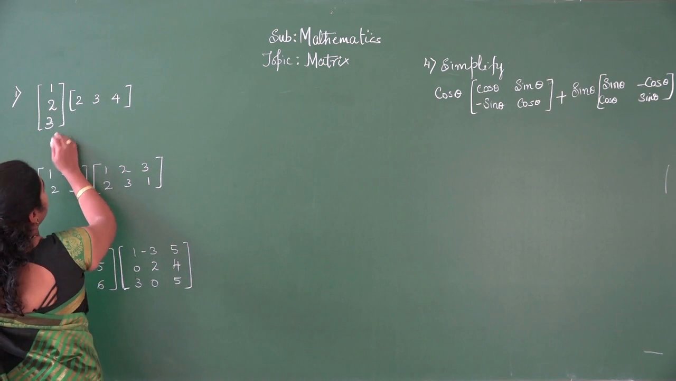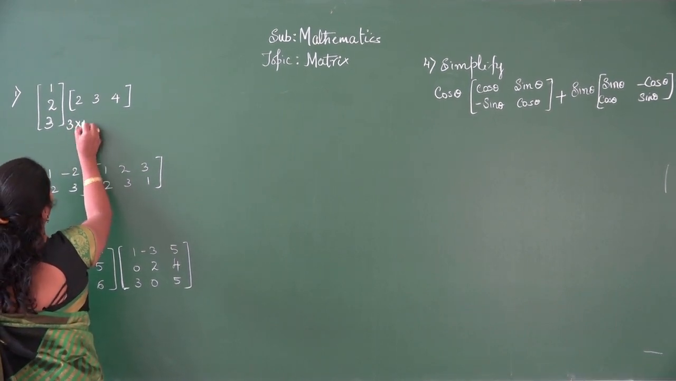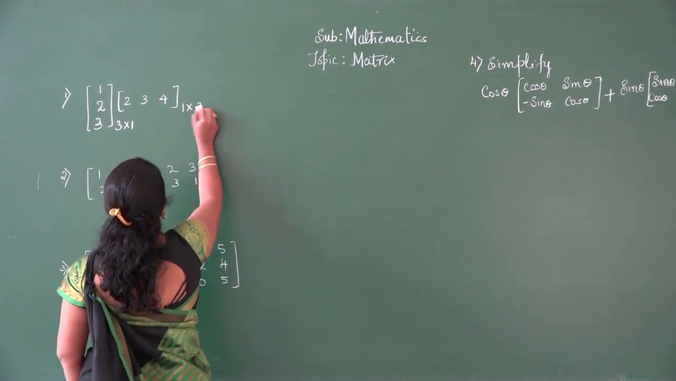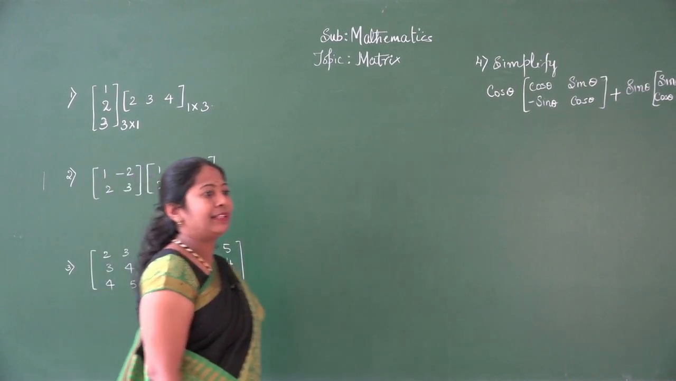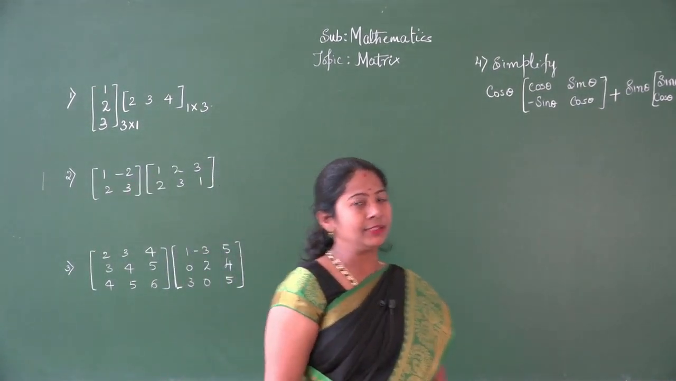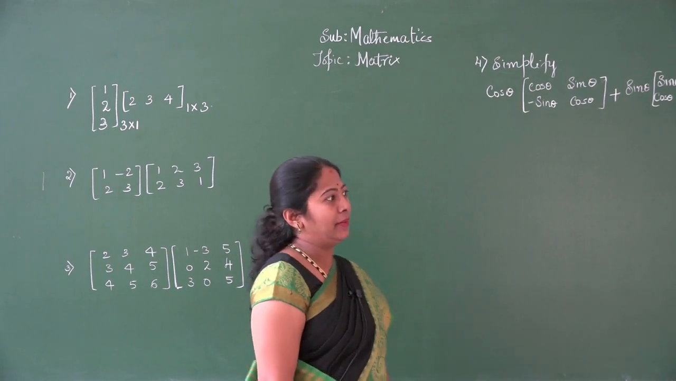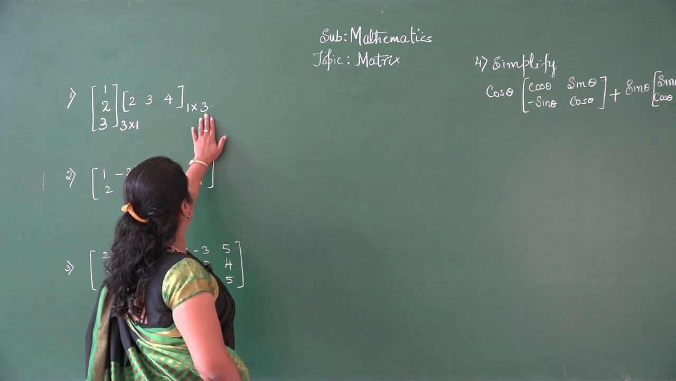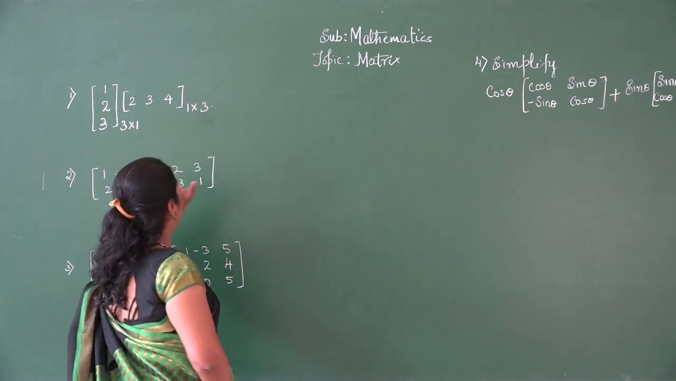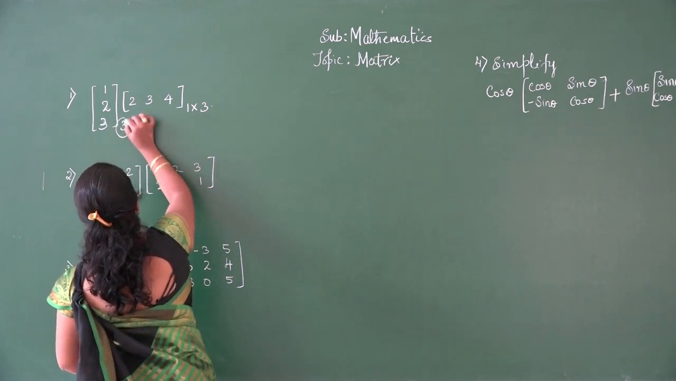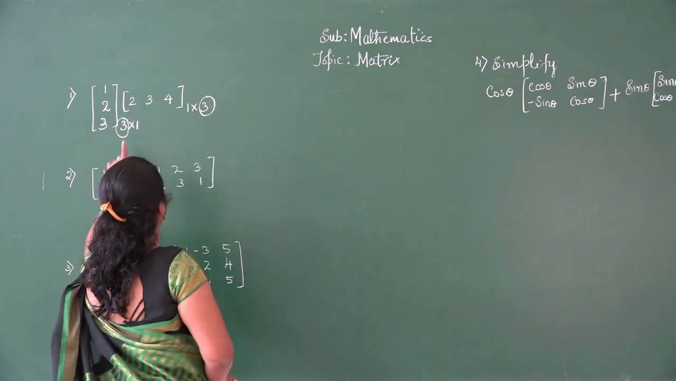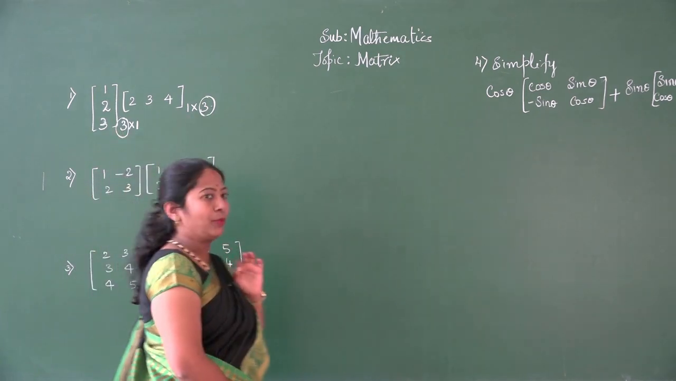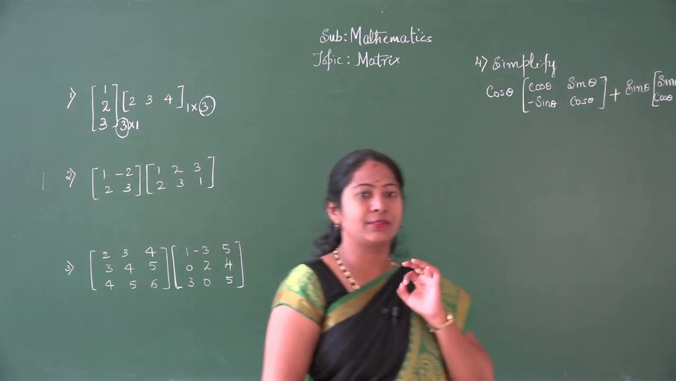What is the order of the first matrix? It contains 3 rows and 1 column. What is the order of the second matrix? 1 row with 3 columns. According to the definition of matrix multiplication, the columns of the first matrix must be equal to the rows of the second matrix. How many columns do we have? 1. And how many rows do we have in the second matrix? 1. So the resultant answer must be a 3 cross 3 matrix.